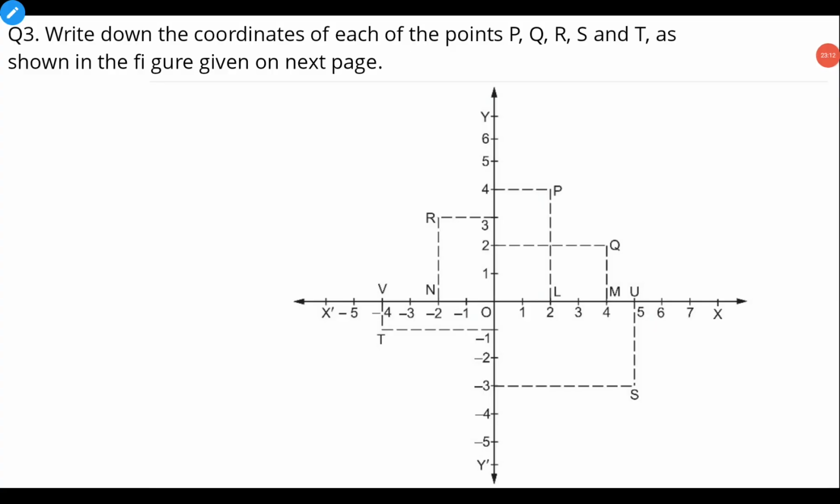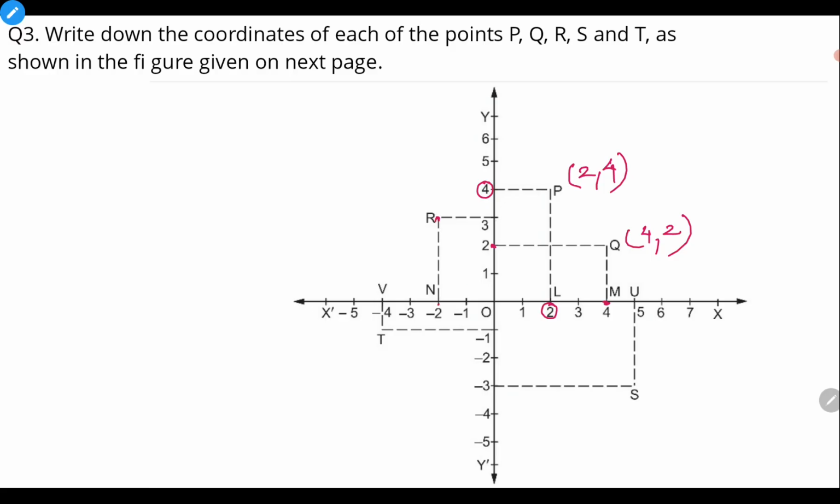Now let's move to the next question, which is: write down the coordinates of each point P, Q, R, S, T as shown in the figure given on the next page. I mean this page only. Okay, so let's start with P. What are the coordinates of P? X is 2 and y is 4. So the coordinates of point P are (2, 4). After P, Q. For Q, x is 4 and y is 2. So (4, 2).